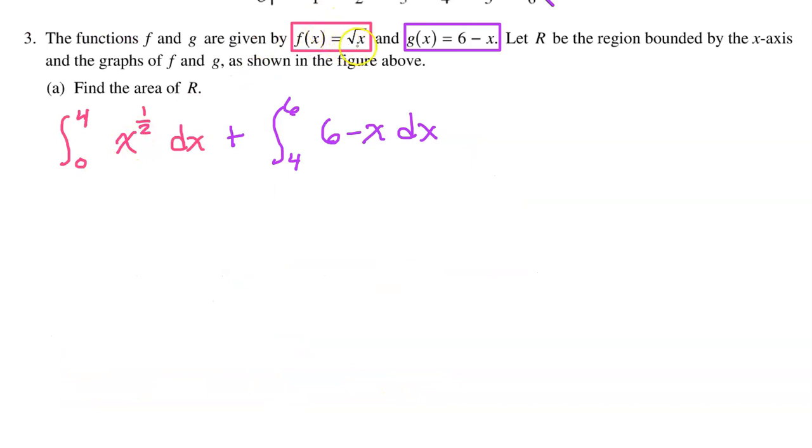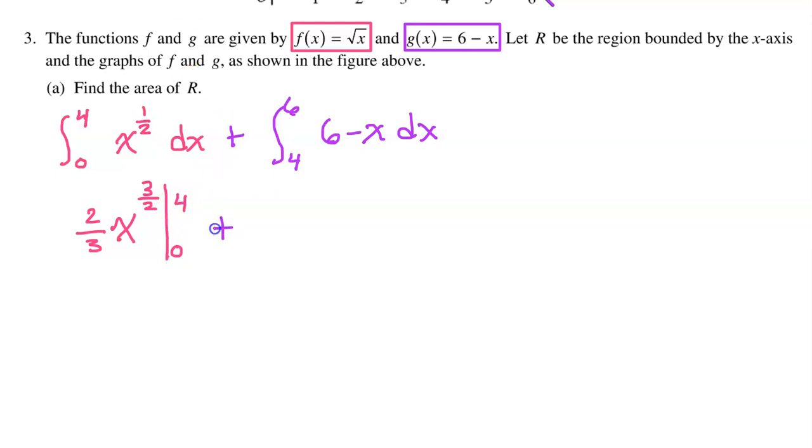As we integrate the square root of x, let's think of it as x to the 1/2 power. So I'm going to bring down the x, and I will add 1 to the exponent. That's going to make this 3 over 2. Then I divide by the new exponent. Dividing by 3 over 2 is the same thing as multiplying by 2/3. And we're integrating from 0 to 4.